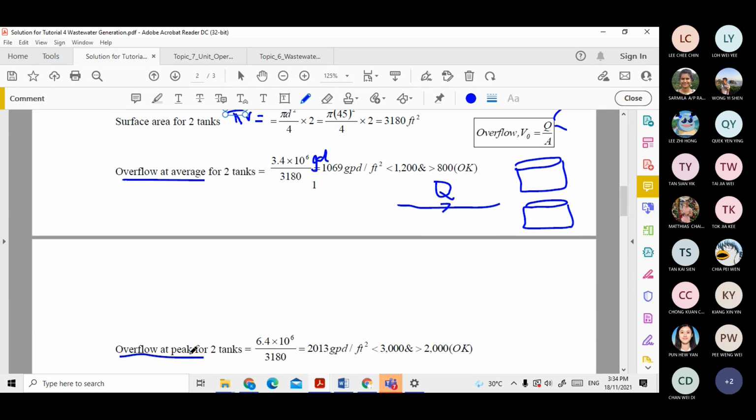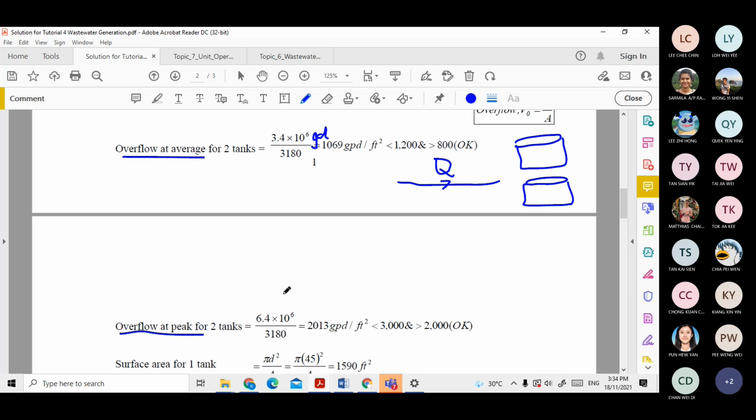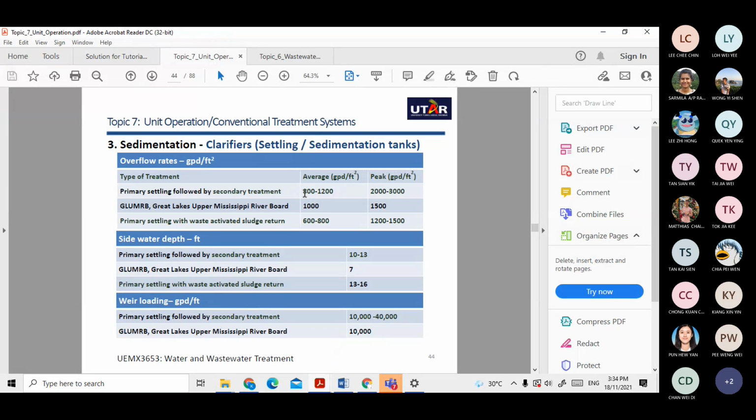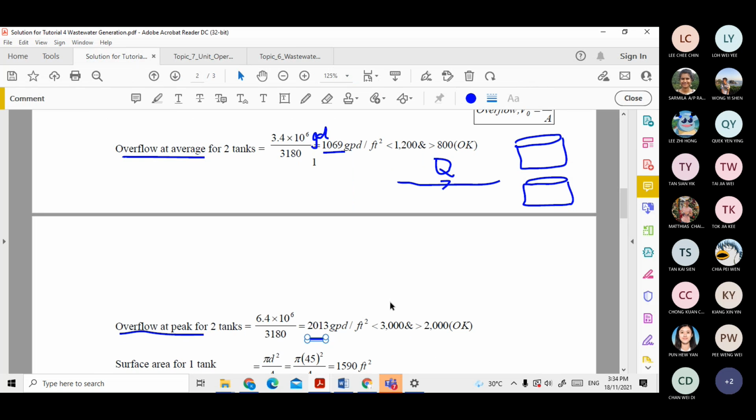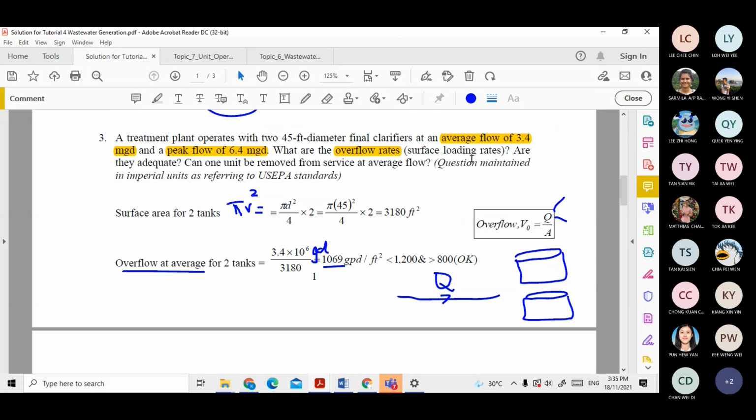And then the other one is the overflow at peak. The peak is 6.4 million gallons per day, divided by this surface area, so you have 2,000 plus gallons per day per feet squared. These two values fall within this range. This one is for average flow, and this one is for peak flow. So the design of these two circular tanks with this dimension of 45 feet diameter is suitable for this daily flow.